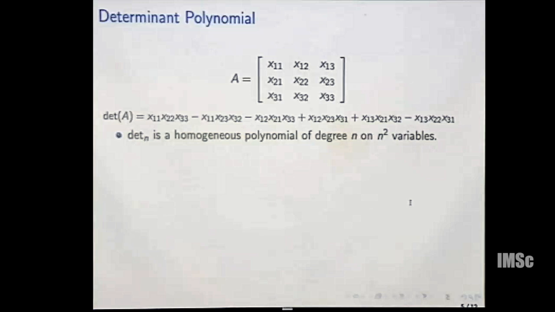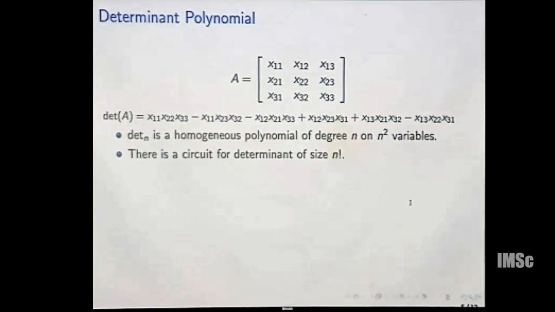So how many monomials does the determinant have? N factorial, right? N into n minus 1 into, that's how you would expand the determinant. So there is a circuit for the determinant that has size n factorial, a depth 2 circuit, right? Compute the determinant monomial by monomial. But do we know of better ways to compute the determinant?